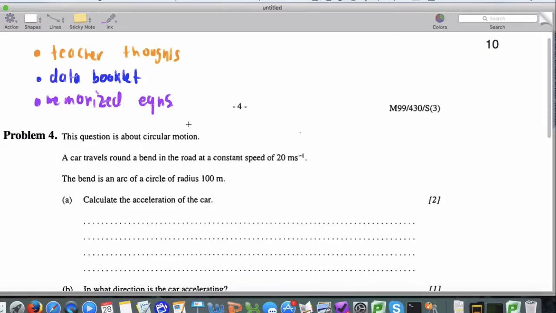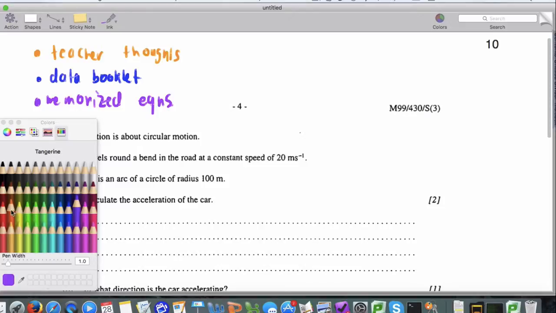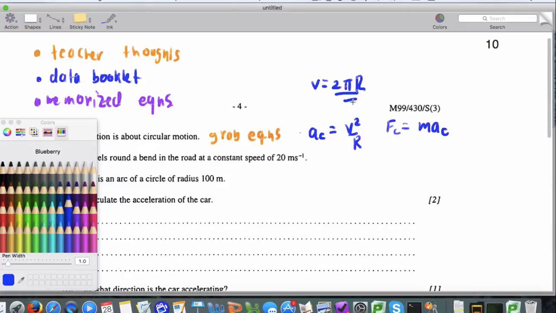So when I approach this problem and they tell me that there is a question about circular motion, I immediately think to myself, let's grab equations. For circular motion, I want to remember that centripetal acceleration is v squared divided by the radius of the circle. I also want to recall that the net force on an object is its mass times its acceleration. And just in case, I may not need it, but I always like to remember that the speed going around a circle is its circumference divided by the time.